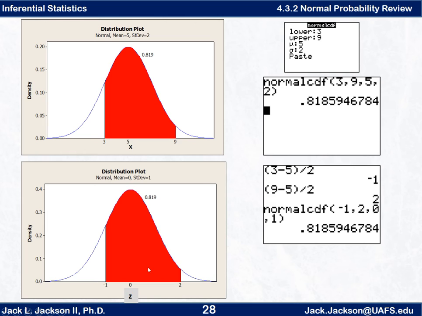You can get exactly the same probability in a corresponding area here by doing 3 minus 5 divided by 2. That's the x at the lower end minus the mean divided by the standard deviation, which is -1 for the z-score that goes with 3. So that's right here, the z-score. Do the z-score at the top, which is 9 minus 5 divided by 2. That's 4 divided by 2. That's 2, and that's the z-score here at the top. And then do normal CDF from -1 to 2 with the mean of 0 and standard deviation 1, and notice you get exactly the same value. So probably it's easier just to do it this first way to actually compute the probability, but notice that it is equivalent either way.